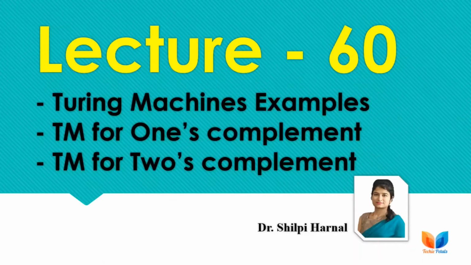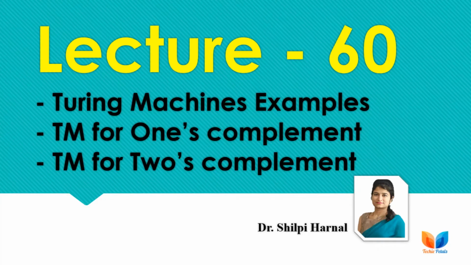Hello everyone. So let's start with the next lecture in the Turing Machine lecture series. In this lecture we are going to discuss some more examples of Turing Machine, as to how the Turing Machine can generate the output. Here we will be generating output in the form of 1's complement of a binary number and 2's complement of the binary number. So let's start this lecture.